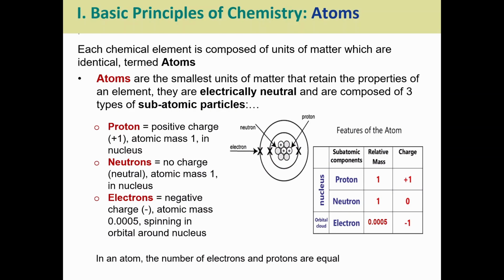When it comes to their mass, protons and neutrons have the same relative mass of 1, but electrons are so small and so light that we basically don't include their mass in our calculations for this class because it's so small, it's inconsequential for us.